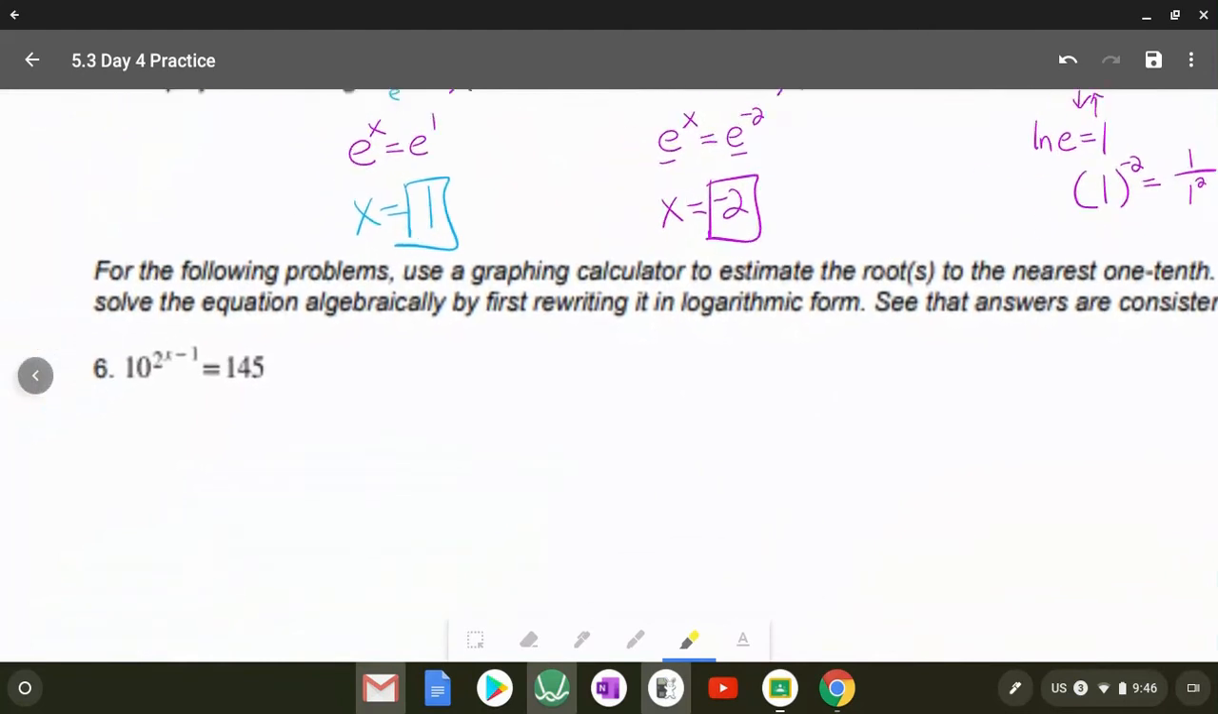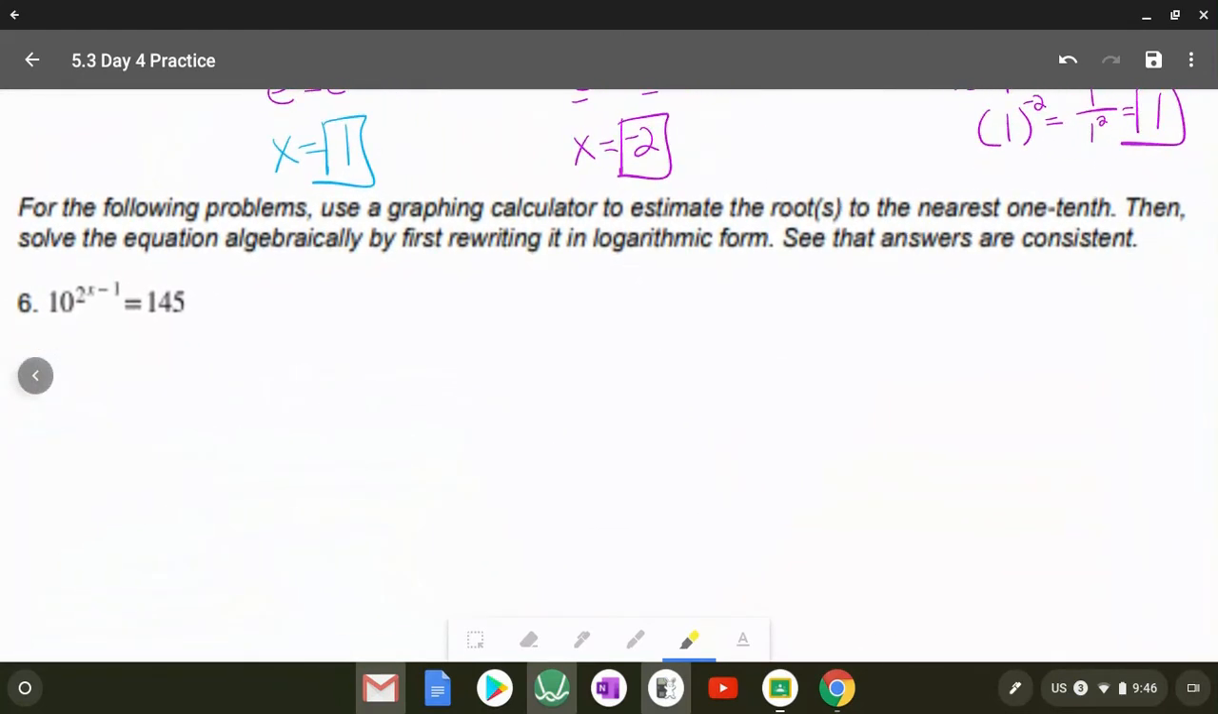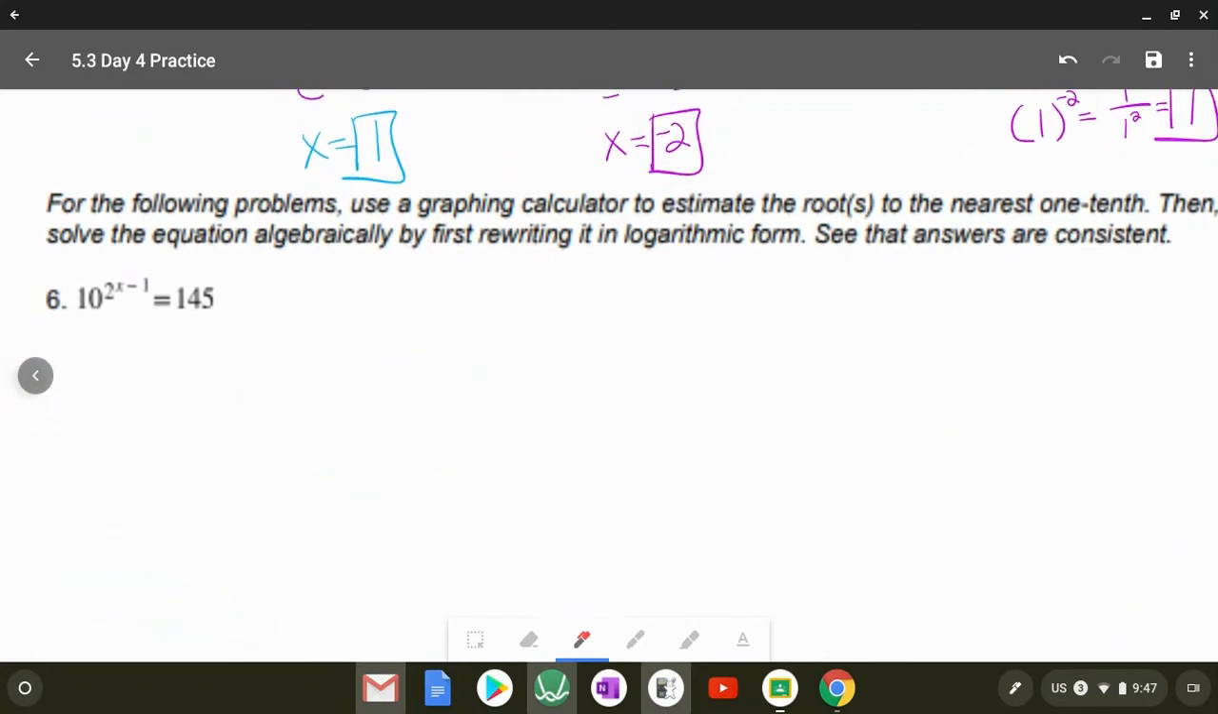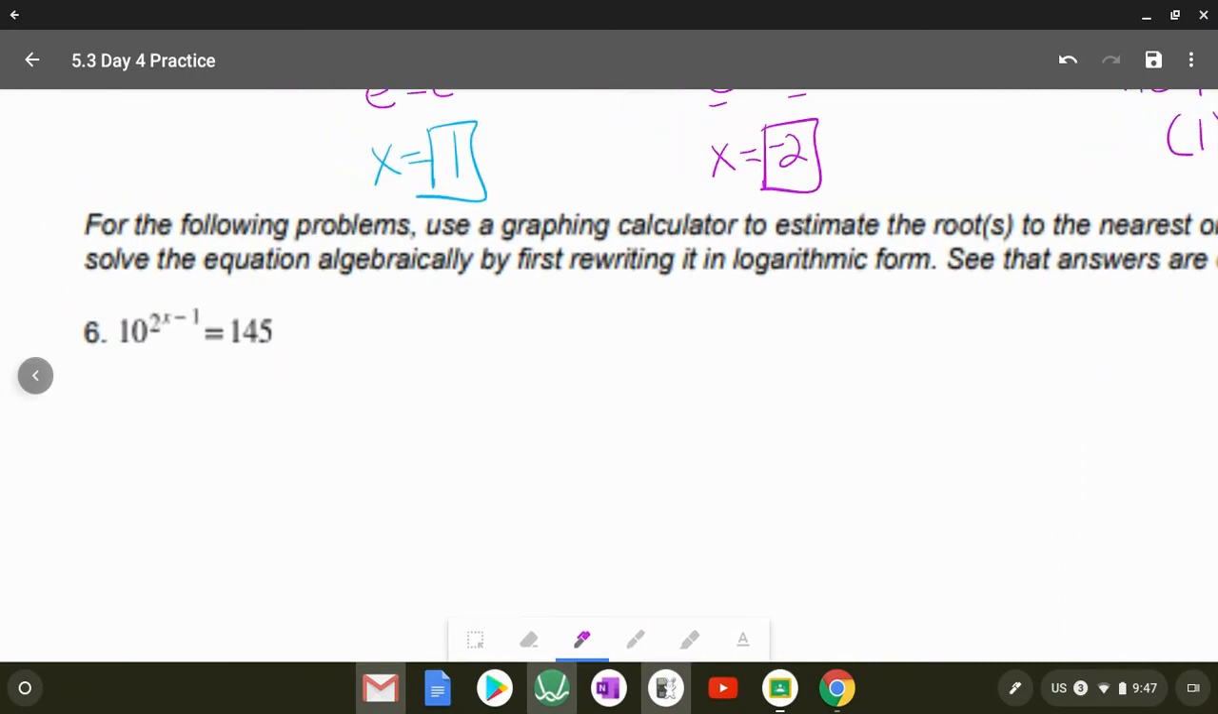If you take a look at number 6 and 7 and 8, it's saying that we want to use a graphing calculator to estimate the roots to the nearest 1/10, then solve the equation algebraically by first rewriting it into logarithmic form, and then see that the answers are consistent. So if we look at this one, I'll show you both ways for this one. It's tough to see here, but just be aware. This is 10 to the second, and then the second is being raised to the x minus 1.